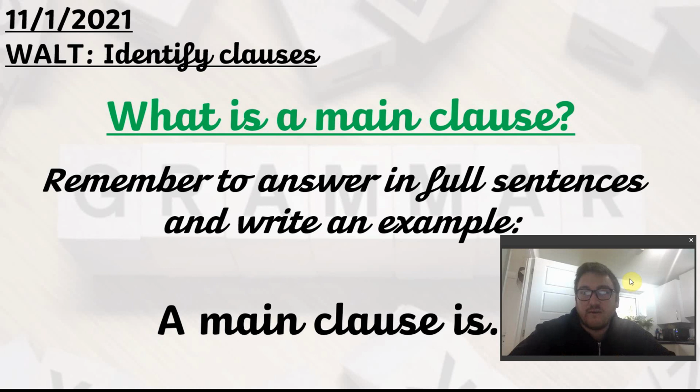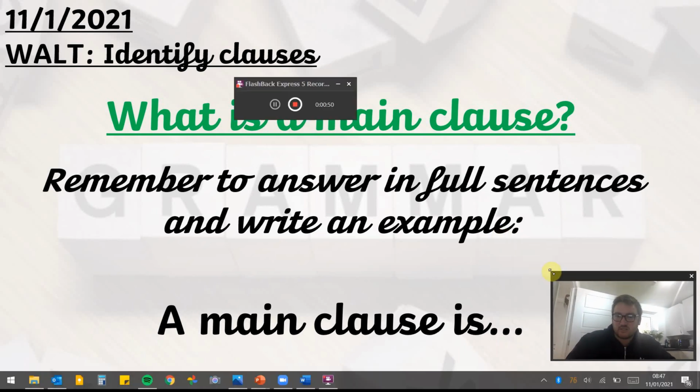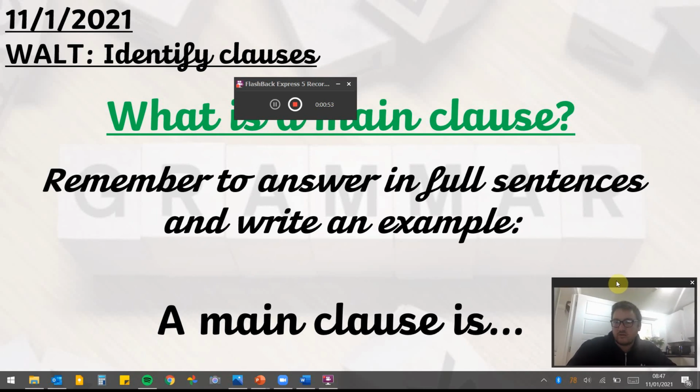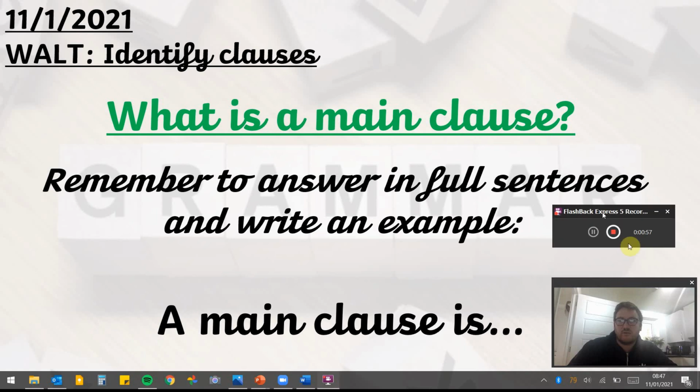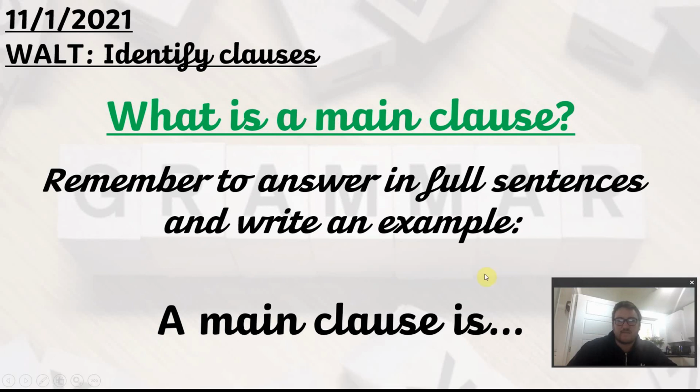Okay, so hopefully now you've got all the equipment that you need. If you want to write the date and what onto your page, so that'll be in the top left corner, and make sure you underline those as well. And the date today is the 11th of the 1st, 2021, and our what is identify clauses. So we're going to be identifying clauses today, not Santa Clauses, grammatical clauses within English. So let's remove all this stuff out of the way.